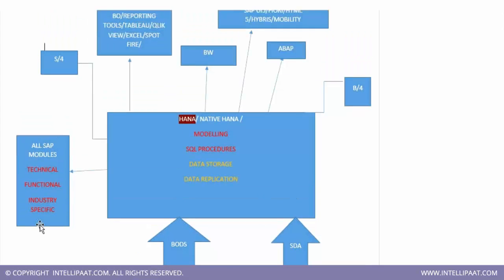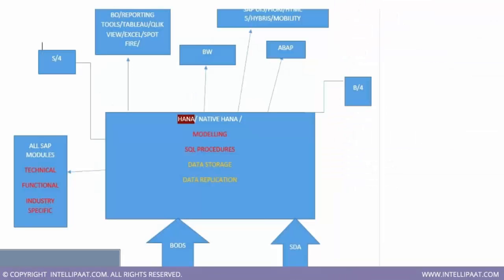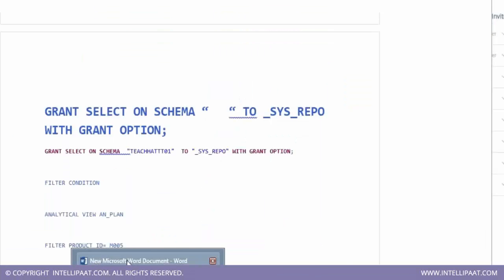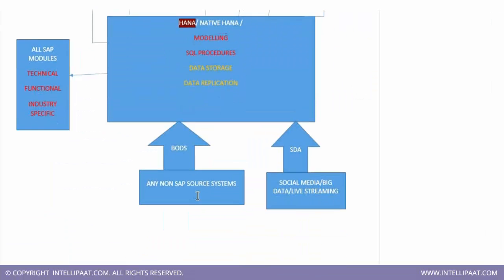Yeah, I have a question. Yeah, go ahead. So here it shows that BW is taking the data from SAP HANA. So I thought that BW is one of the sources for HANA. Is my understanding correct? No, your understanding is wrong, right?